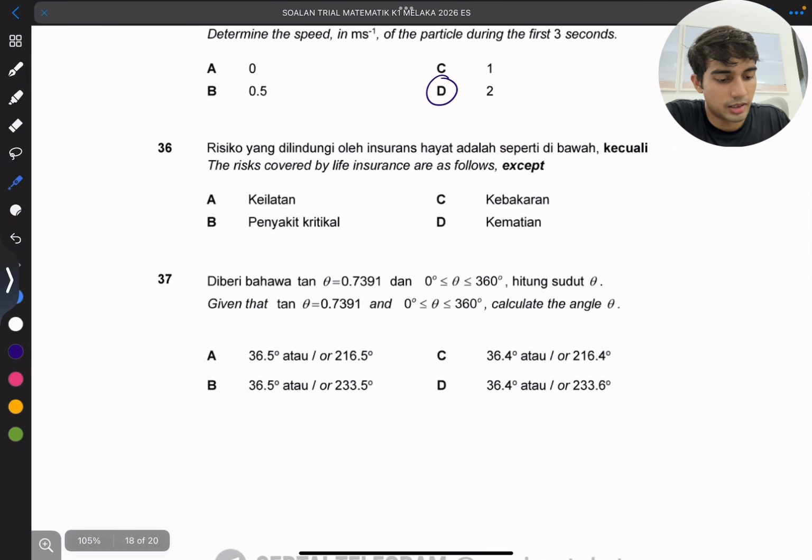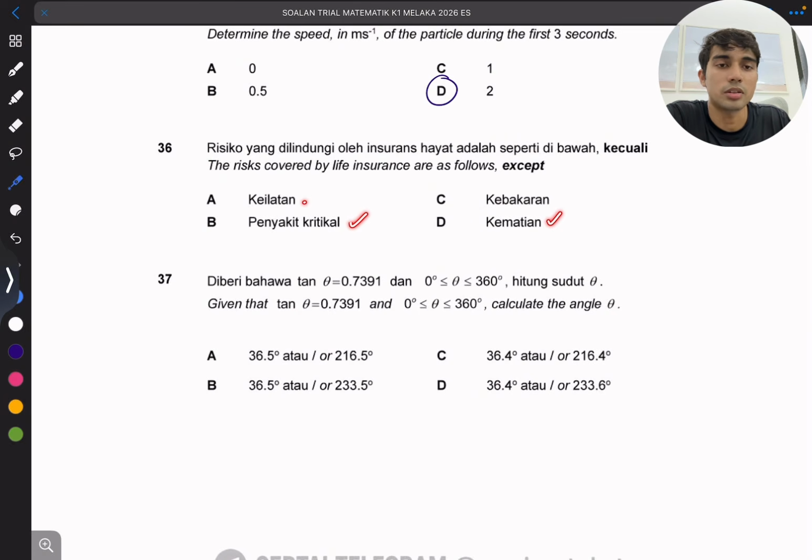36. The risks covered by life insurance are as follows except. So life insurance covers death and critical illnesses. So kematian yes, critical illness yes. Keilatan means loss of ability. This is also covered. Let's say you lose a leg or you lose your eyesight, it covers that.